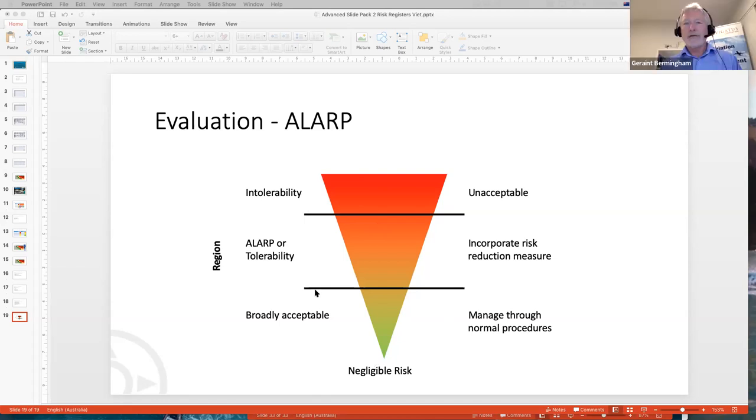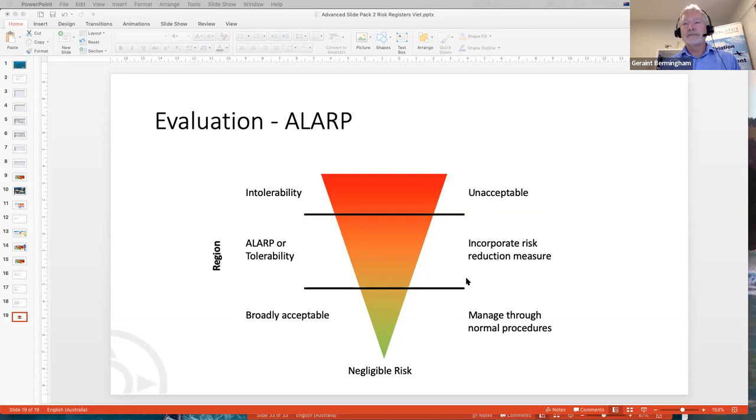There's no debate. We cannot possibly accept that risk. The narrow part at the bottom is what's often called broadly acceptable. It's a generally acceptable level of risk. It's very low, so we just accept it. Crossing a street, for example. There's some risk, but we accept it.